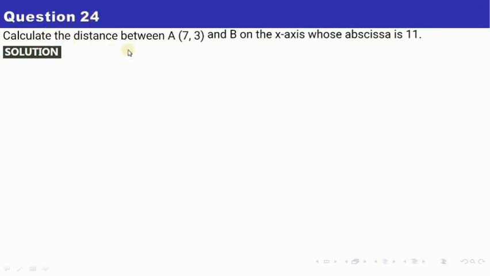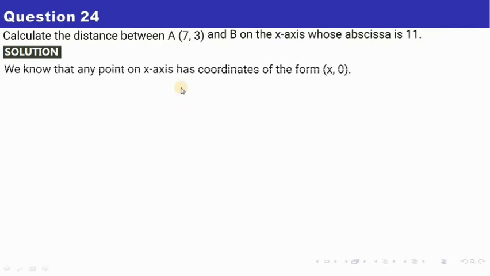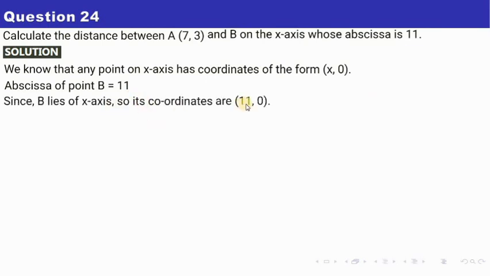The question says, calculate the distance between A (7, 3) and B, which is on the x-axis and whose abscissa is given to be 11. We know that any point on the x-axis is of the form (x, 0), because on the x-axis we don't move vertically. So the value of the ordinate will always be 0. Here the abscissa is given to be 11, so instead of x I can write 11 here. So the point becomes (11, 0).